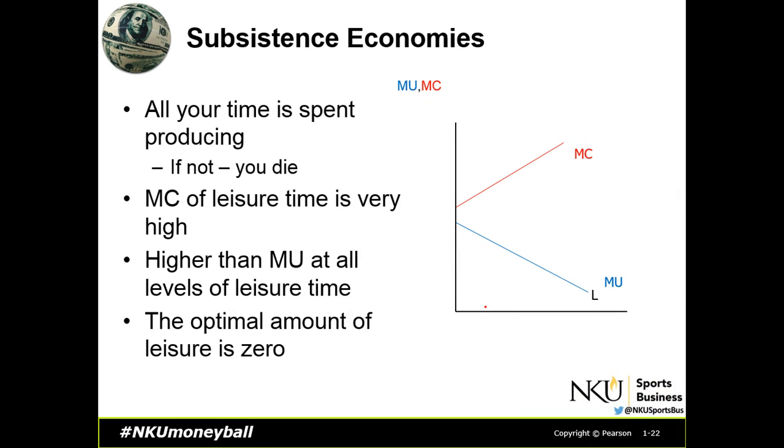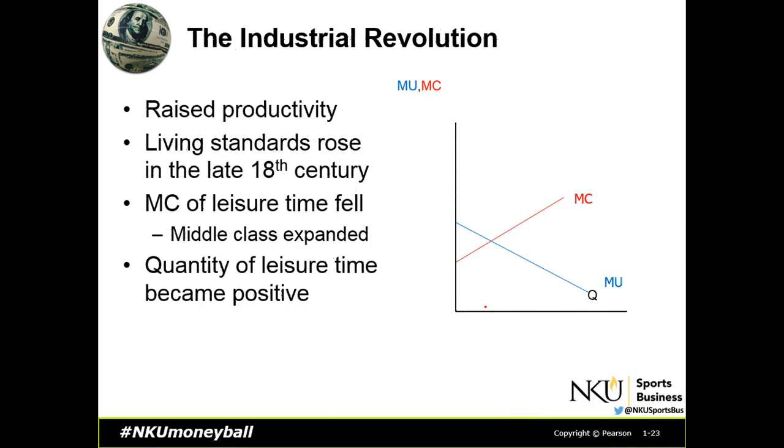So here's an explanation of what I just described, right? All of your time is spent producing in a subsistence economy. If not, you die. That's a pretty big marginal cost of leisure. And so the marginal cost of leisure is higher than the marginal utility at all levels of leisure time, so the optimal amount of leisure is essentially 0. The Industrial Revolution changed that. The middle class expanded, and it created a condition because of the raised productivity where we had time and money to spend on sports.